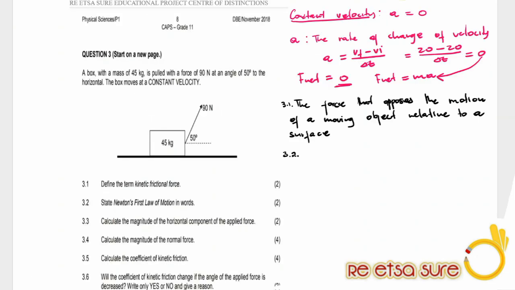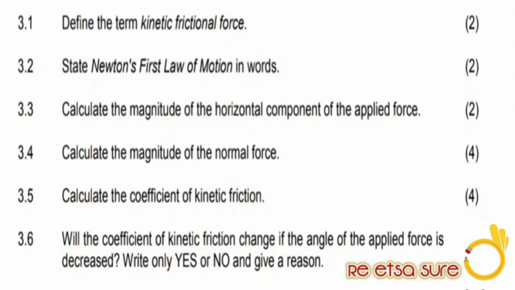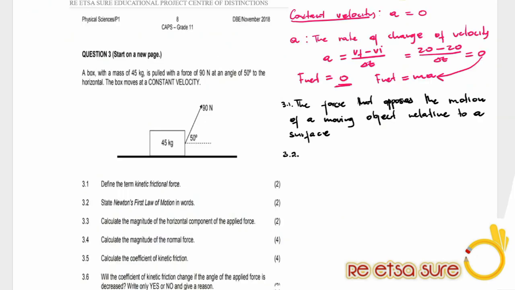Okay? And then 3.2, state Newton's first law of motion in words. My beautiful learners, we have Newton's first law, Newton's second law, Newton's third law, Newton's law of universal gravitation. So the first law that we come across in grade 11 is Newton's first law. We must also be in a position of knowing how to state that law. And when you state the law, please get the law from the examination guideline.